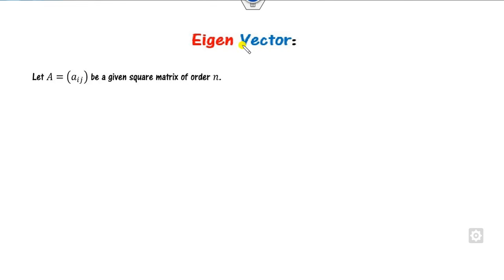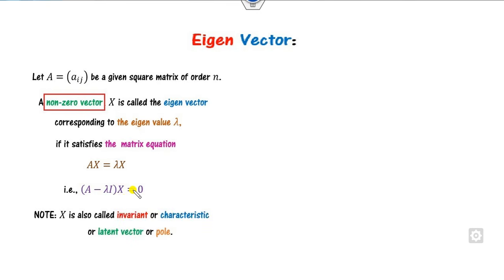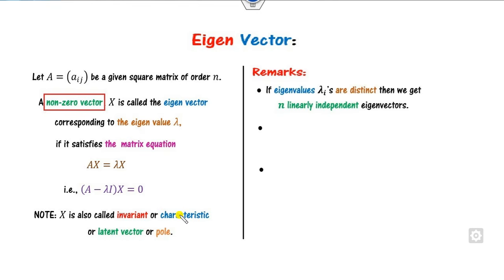Now once you have the matrix A, how can you define the eigenvector? That's very simple. First of all, it should be non-zero, x can never be 0. Then the corresponding equation Ax equals lambda x, that is, A minus lambda times I times x is 0. The corresponding value of x is called the eigenvector, or the latent root or a pole. Again, the characteristics are there.